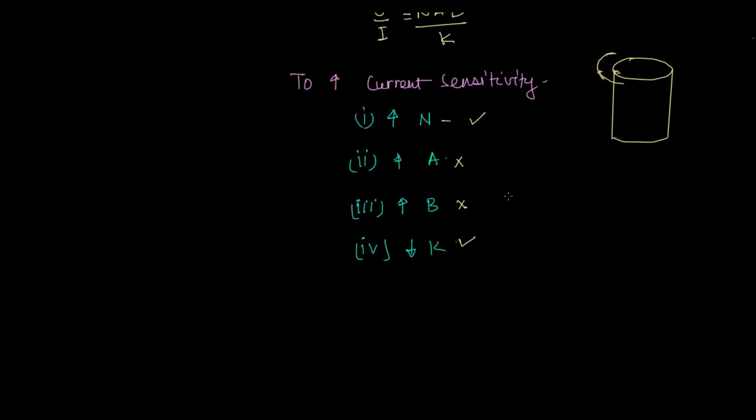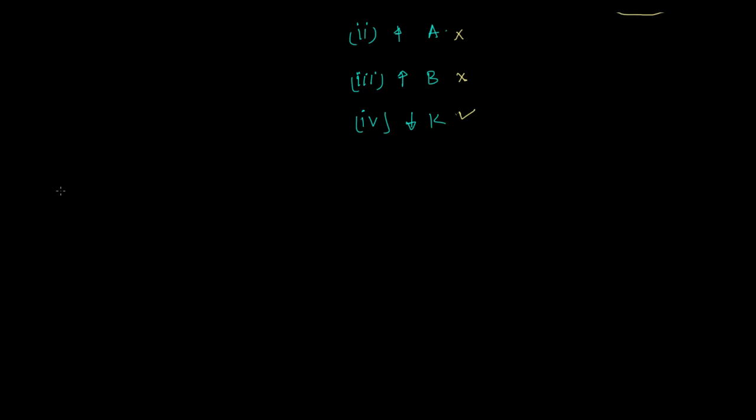Then comes the voltage sensitivity, and the fundamental still remains the same. What would I do? So phi was equal to N A B upon K. Now there is a trouble. There is no voltage term here. So what do we do? We introduce that term.